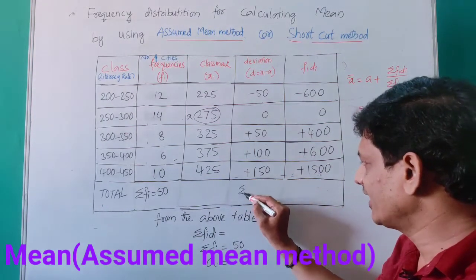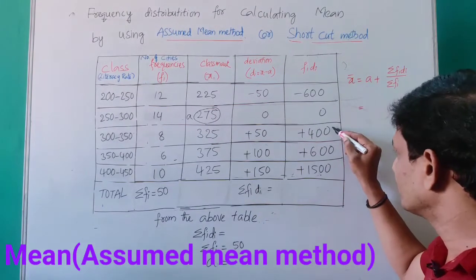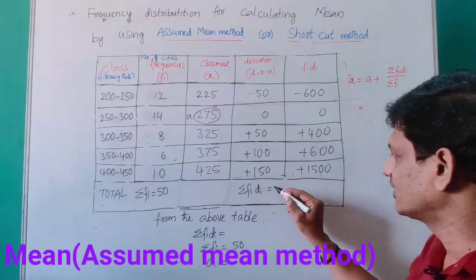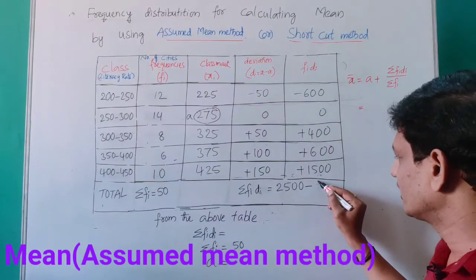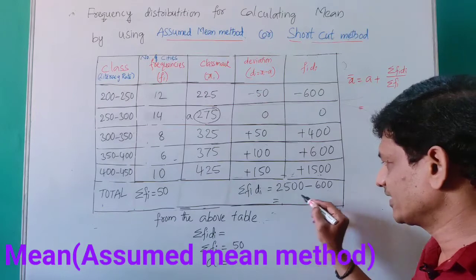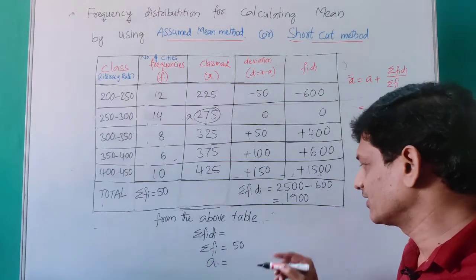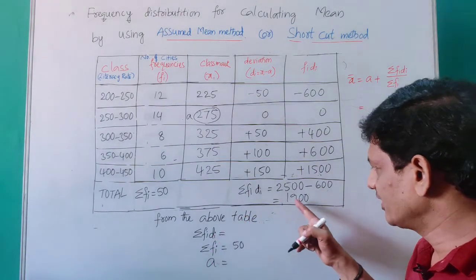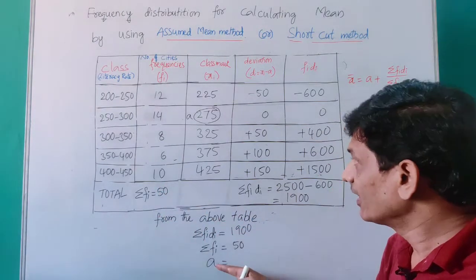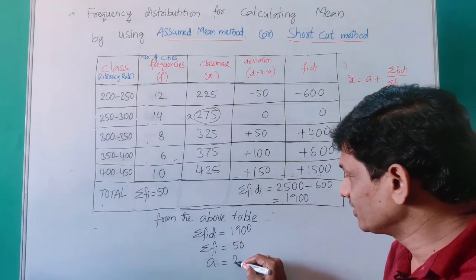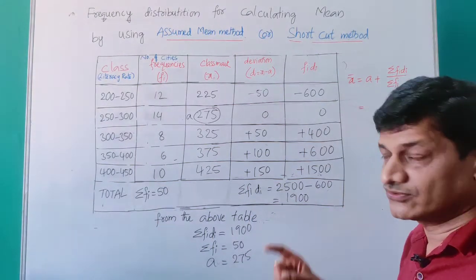Okay, at last add all these values, sigma fi di. Add all the positives, 1500, 600, 400, you get 2500, and the only negative value is 600. So finally subtract 600 from 2500, you get 1900. So from the table, sigma fi di is obtained as 1900, sigma fi value is 50, and the assumed mean is 275. After taking all these values, go through the formula.